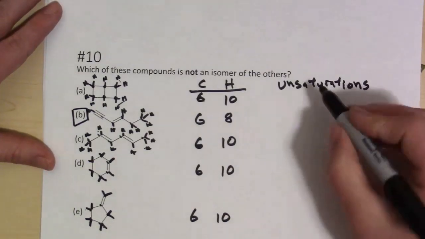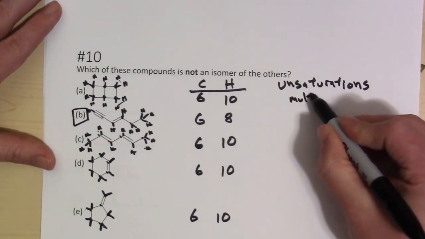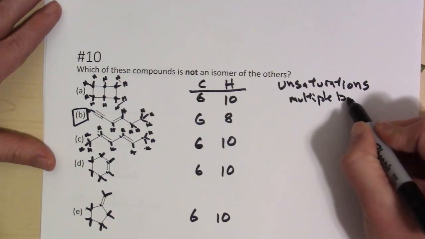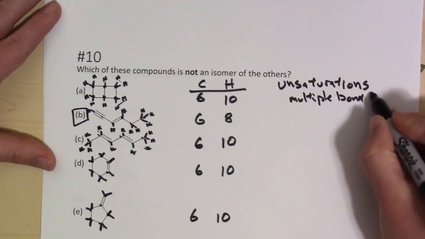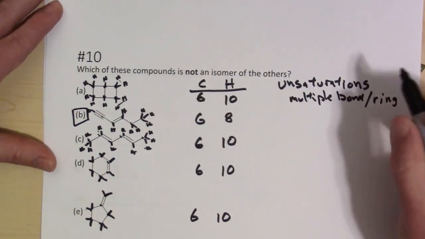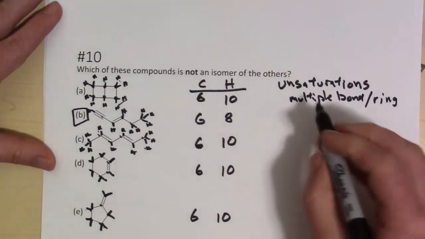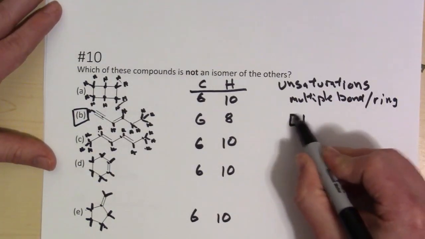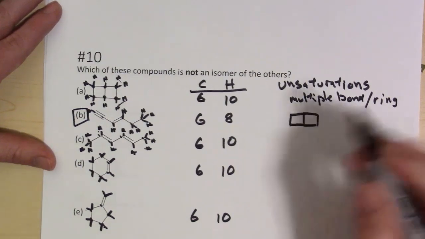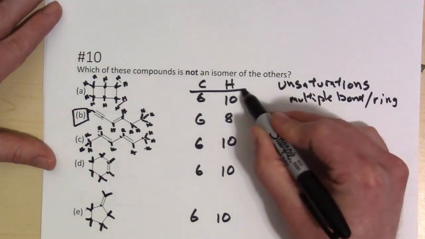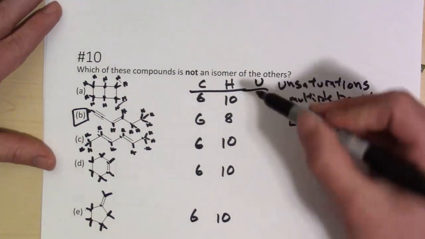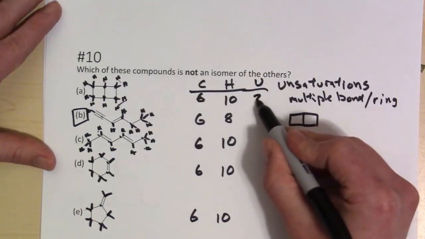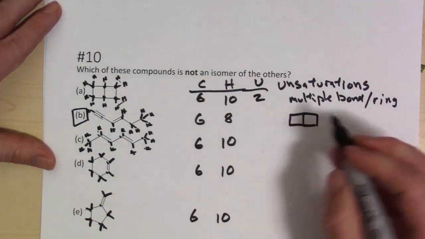So an unsaturation is when you have a multiple bond or ring. So looking at A, there were 2 rings, so I'll make a third row here for unsaturations. So there were 2 unsaturations in A.